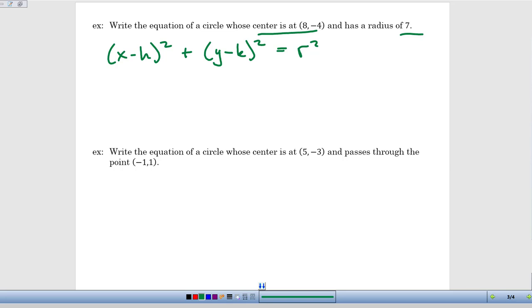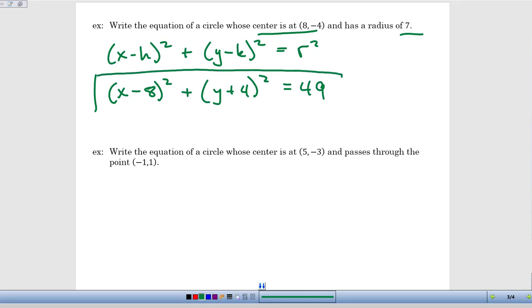So 8 is the x-coordinate of the center, so we're going to have (x - 8)², because it's x minus the x-coordinate, squared, plus y minus k, but because k, the y-coordinate of the center, is -4, it's going to become (y + 4)² equals, and then the radius is 7, so 7 squared equals 49. So in some circumstances, it's as easy as that, where we just have to plug in the numbers into the correct locations and we have our equation.